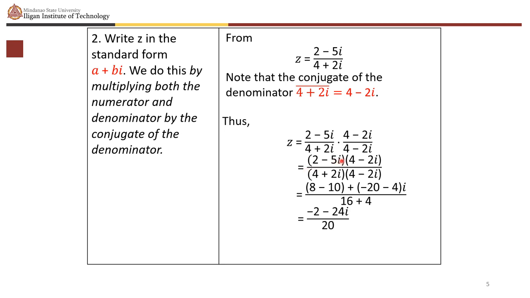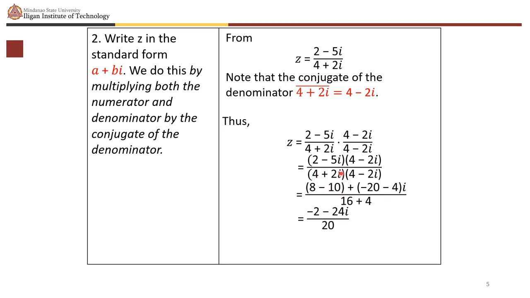That is equal to (2 minus 5i) times (4 minus 2i) over (4 plus 2i) times (4 minus 2i). We have 2 times 4 equal to 8. Then minus 5i times 4 is equal to negative 20i. And then we have 10, which comes from minus 5i times minus 2i. That is equal to positive 10i squared. But i squared is equal to negative 1. That's why we have negative 10 here.